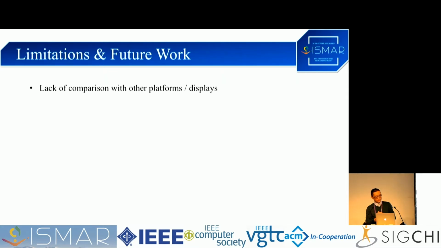So here I will list some limitations and future work of our research. The first one is definitely the lack of comparison with other platforms and displays. Because we are indicating that VR could be helpful for exploring multiple visualizations, but we are not comparing the result with a standard display or maybe tablets or desktop PC devices. And that is the major limitation of our work. And actually we have already been doing that. We are in the data collection phase right now, and hopefully the result will be published soon.